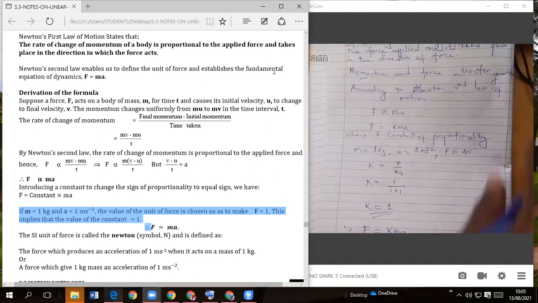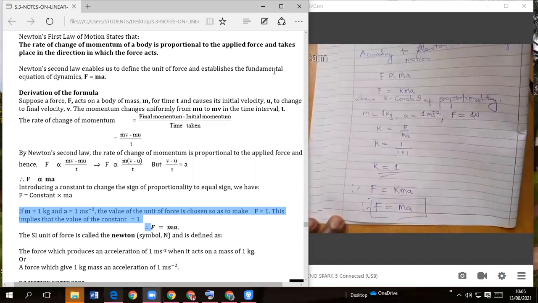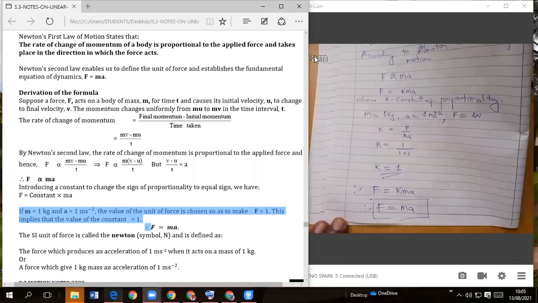Have you seen that? Members, have you seen that? Yes, very good, teacher. Now we are saying the SI unit of force is called what? Newton.